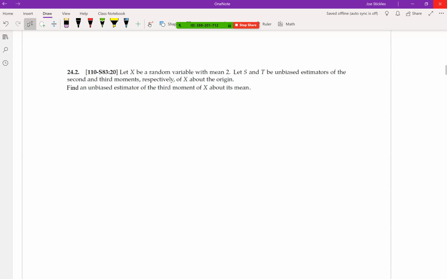All right, let's do one more here. We've got a random variable with mean 2, and it tells us that S and T are unbiased estimators of the second and third moments about the origin. All that means is that the expected value of X squared is equal to S, and the expected value of X cubed is T.